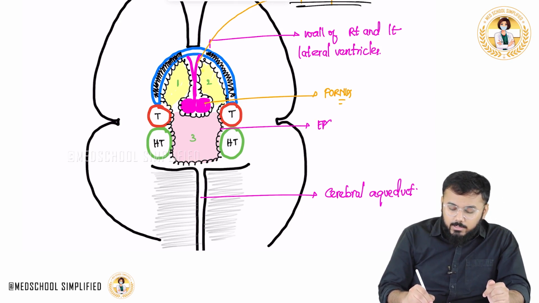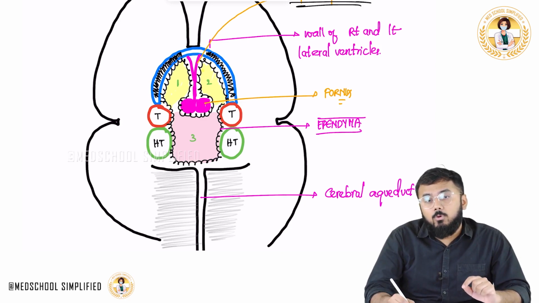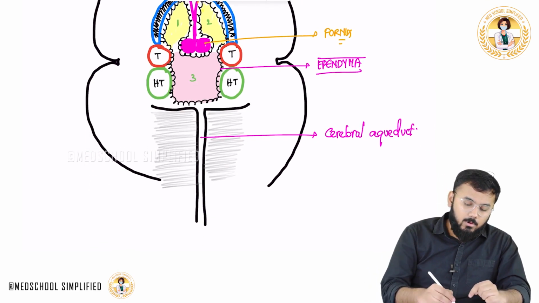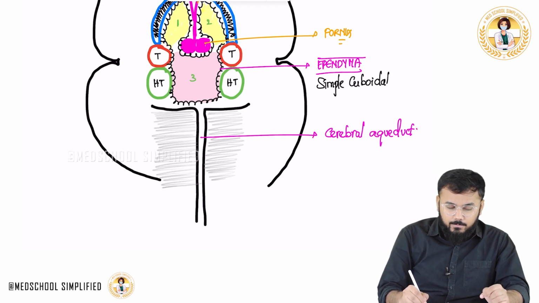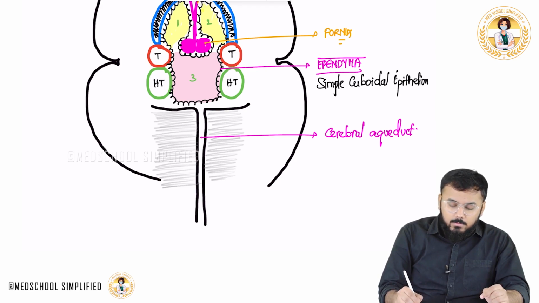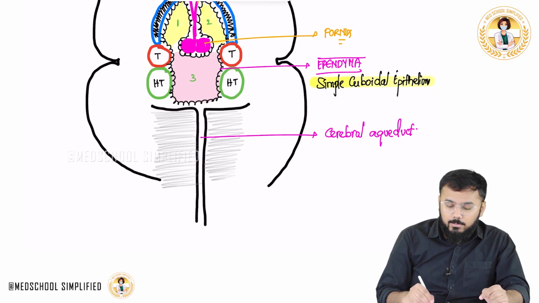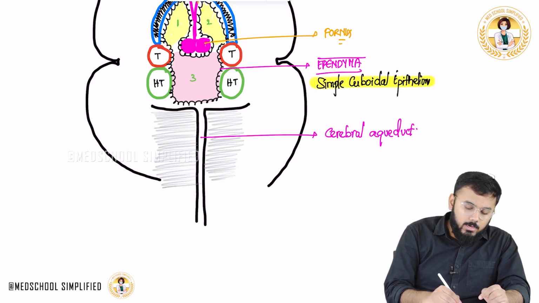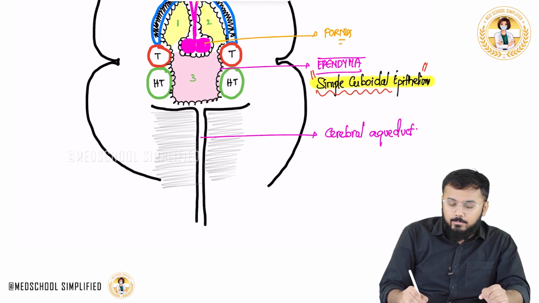This lining over here is called your ependyma. And remember one very important thing: ependyma has an epithelium called simple cuboidal epithelium. What is the type of epithelium? That is your simple cuboidal epithelium. So that epithelium over here is called your simple cuboidal epithelium, okay. So your ependyma has an epithelium called simple cuboidal epithelium.